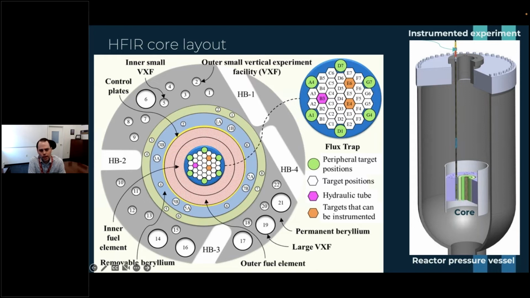As you move radially out from the fueled region, the lighter blue region is our removable beryllium region. I'll talk more about that later. It allows convenient access for instrumented experiments for fuels and materials. And then moving out to the gray outer permanent beryllium reflector region, we have many positions for isotope production, but also for fuels because our thermal flux remains quite high out in those positions. Next slide.